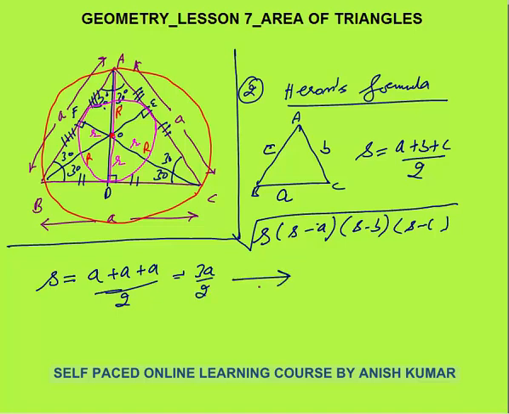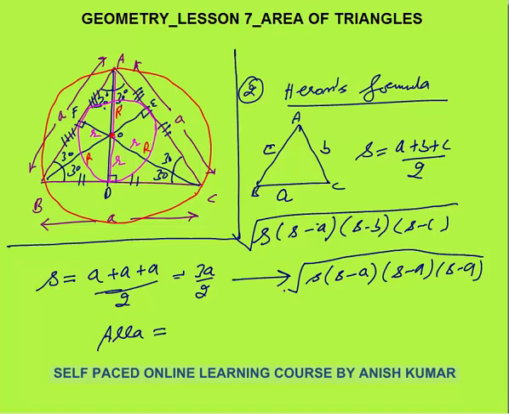Put the values of S and a, b, c. All the sides are A. So you will get S into S minus A, S minus A, S minus A, as in our case all the sides are A centimeter. Again with this method, after putting the value of S and solving, you will get the area as root 3 by 4 A square. That is the area of an equilateral triangle. So that was the second concept to calculate the area. First was half into base into height.